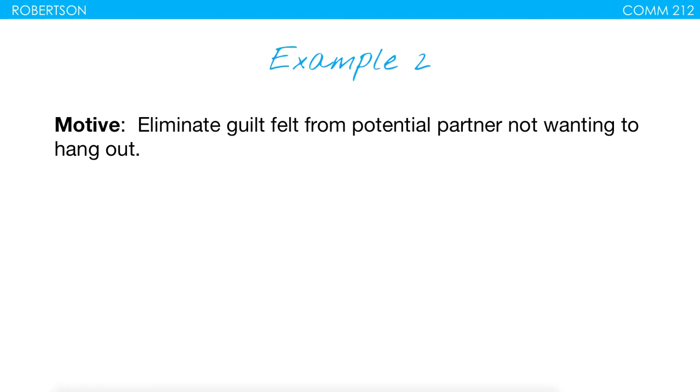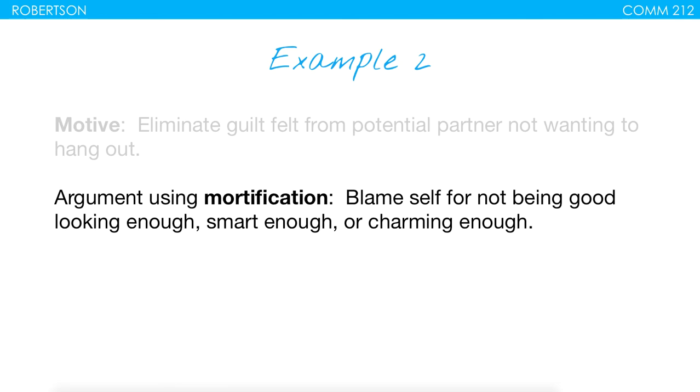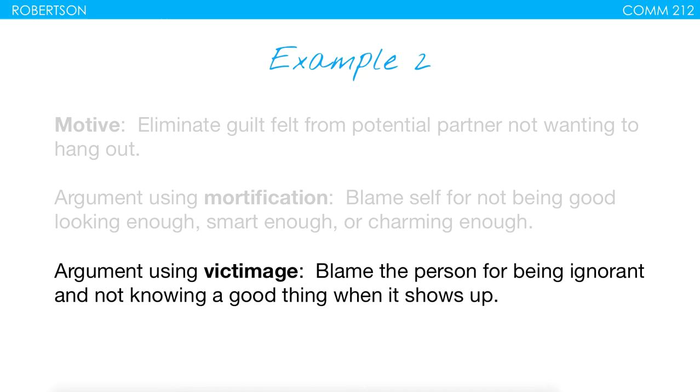So we have argument from mortification. Maybe blame yourself for not being good looking enough, smart enough, or charming enough. Or maybe an argument using victimage. Blame the person for being ignorant and not knowing a good thing when it shows up. This is probably what it was, because I think you're great.